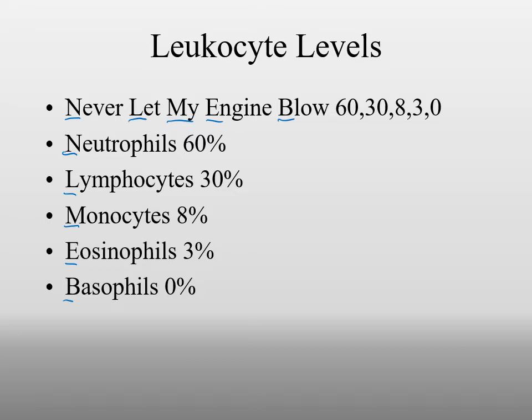Each one's going to be a little bit different in terms of the thing that they need to fight off. The relative percentage in every single lab is going to be a little bit different. Every book's going to be slightly different in terms of the numbers, but these are generalities. So 60% of the cells are going to be neutrophils, 30% lymphocytes, 8% monocytes, 3% eosinophils, and essentially 0% basophils. And that doesn't mean that we literally have no basophils.